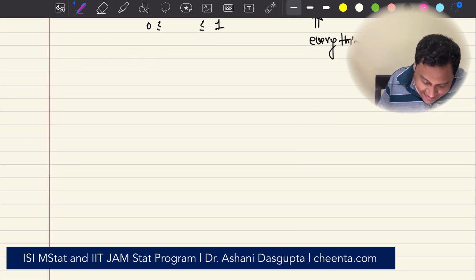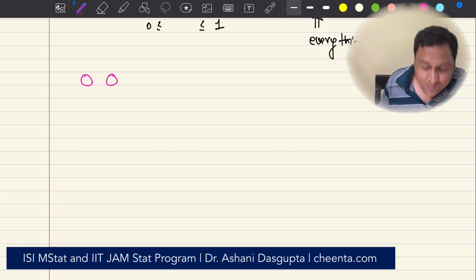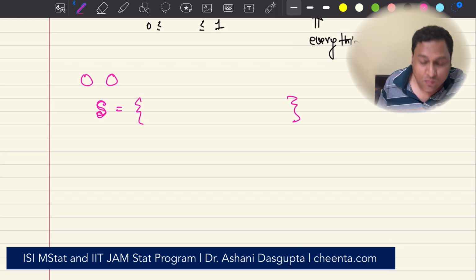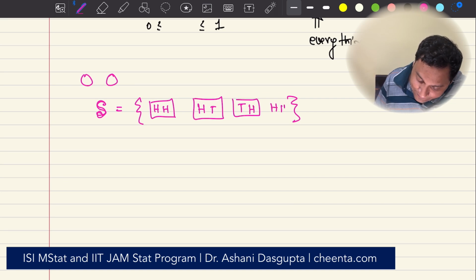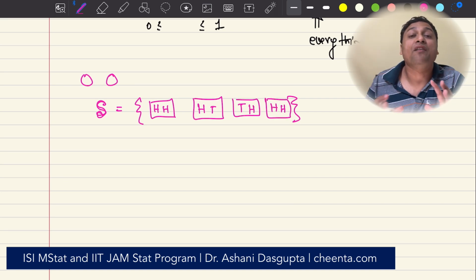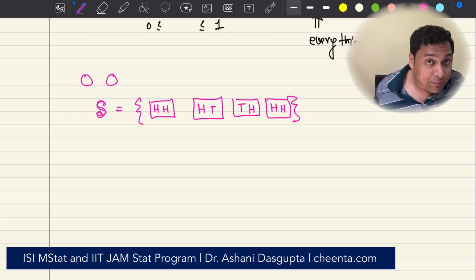Let's look at an experiment of tossing 2 coins. If you have 2 coins and you are tossing them, let's create this set S. So what are the different cases? You could have head, head, that's one case. Head, tail, that's another case. Tail, head, that's another case. And tail, tail, that's another case. So you have 4 things that can happen if you toss 2 coins.